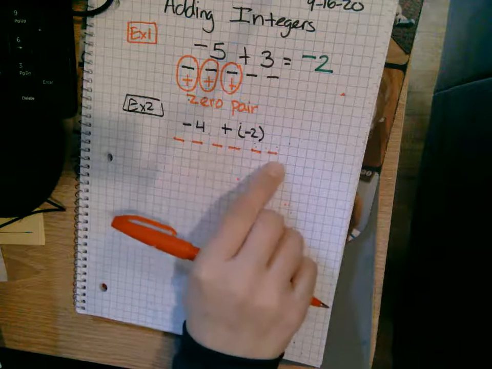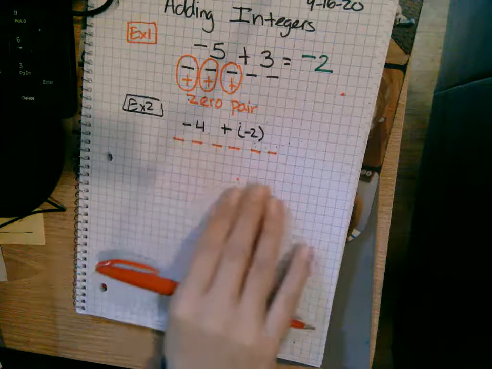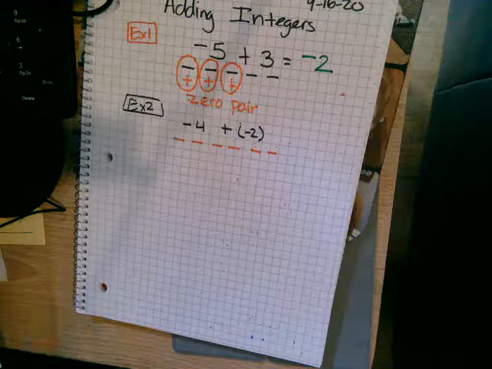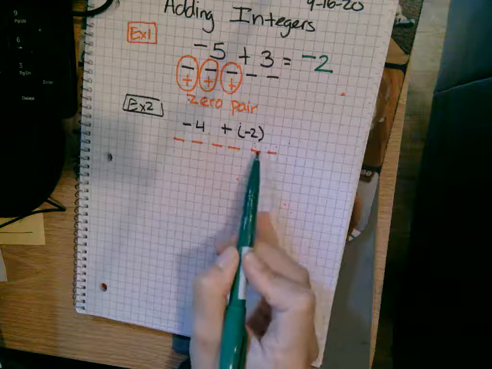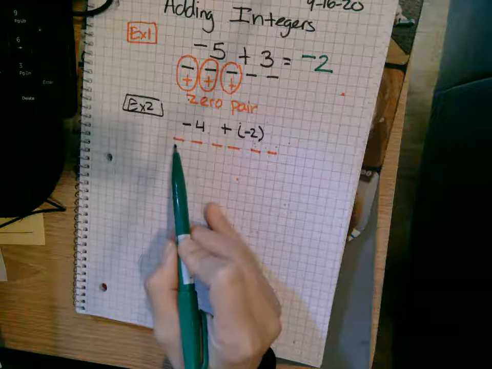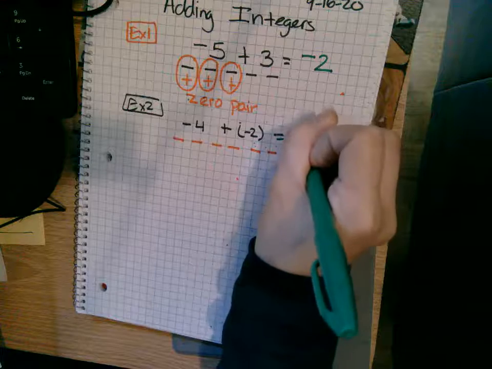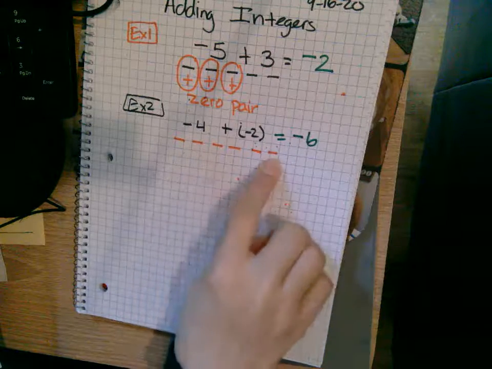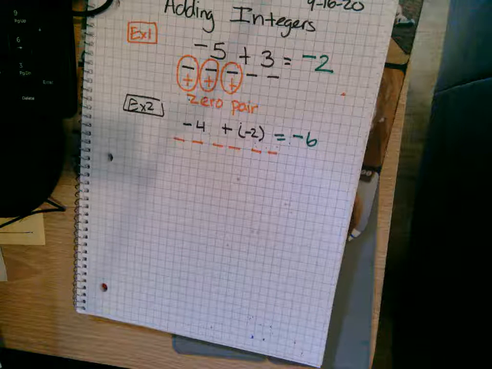4 negatives and then 2 negatives. Now, is there a pair? Can I circle something? No. So therefore, whatever I didn't circle is my answer. Well, I didn't circle anything. So therefore, it's 1, 2, 3, 4, 5, 6. So my answer would be -6, because I did not circle the 6 negative tiles. That is my answer. Does that make sense?